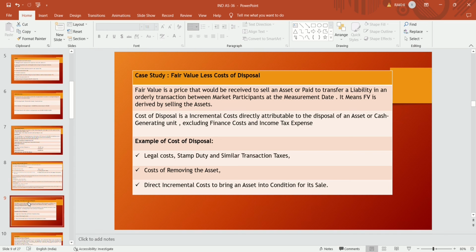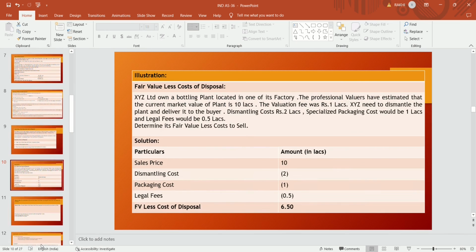For example, legal cost. If we sell that asset, what legal papers, what legal cost is incurred, stamp duty. If we sell the property, what stamp duty is required, and similar transaction costs. If we remove that asset from one place to another, transportation cost, dismantling cost, any cost which is directly related to the sale of that asset is to be treated as a cost of disposal, but not any other cost. This is to be explained by example.